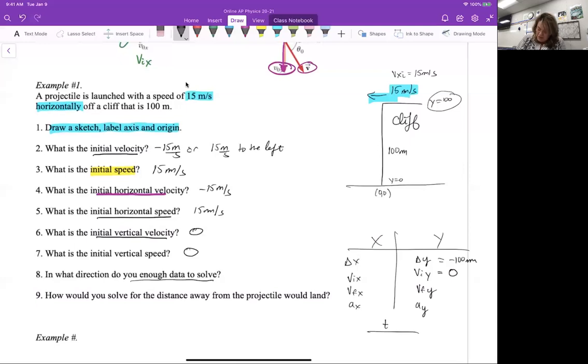What was its final velocity? I don't know. What was its acceleration in the y direction? Well, it's in free fall, so negative 9.8 meters per second squared.